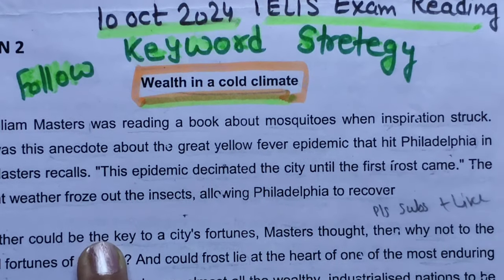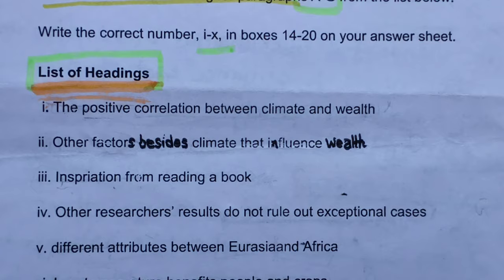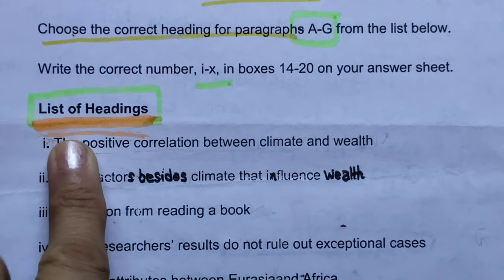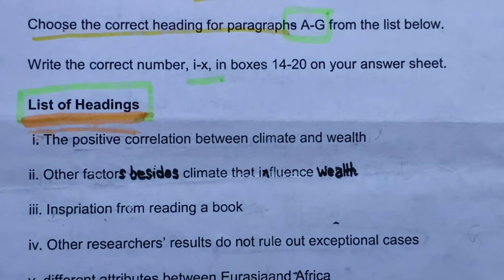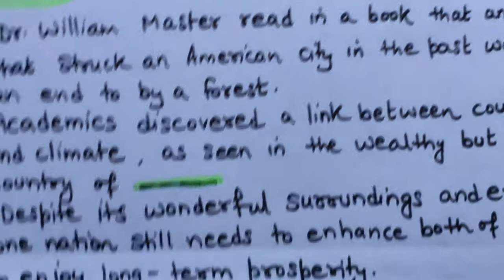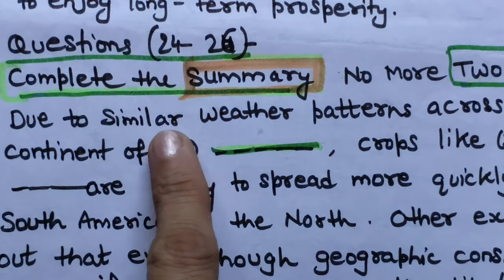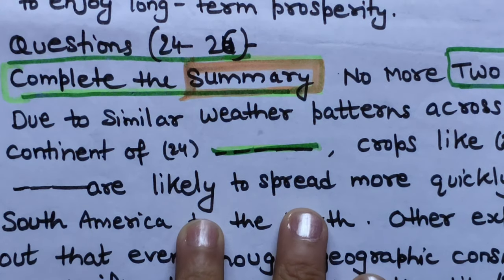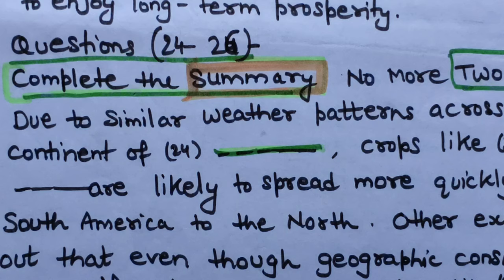Now let's look at the types of question we have. First, list of headings, and second, complete each sentence, which means fill in the blanks. The third one is also complete the summary, which is also fill in the blanks. So how can we select the keywords? Let's start with that topic.